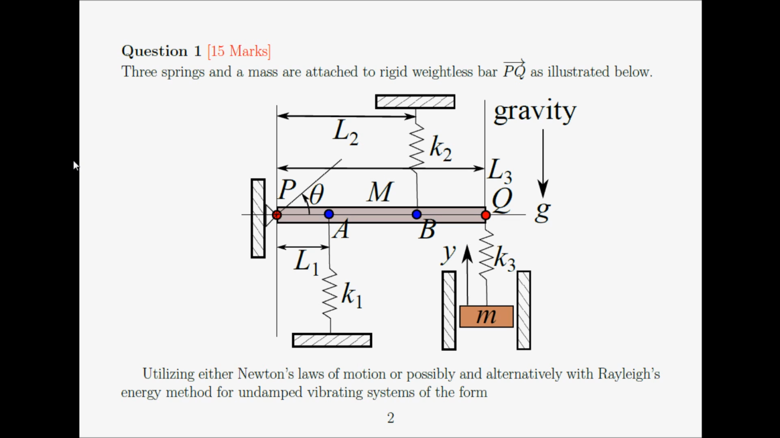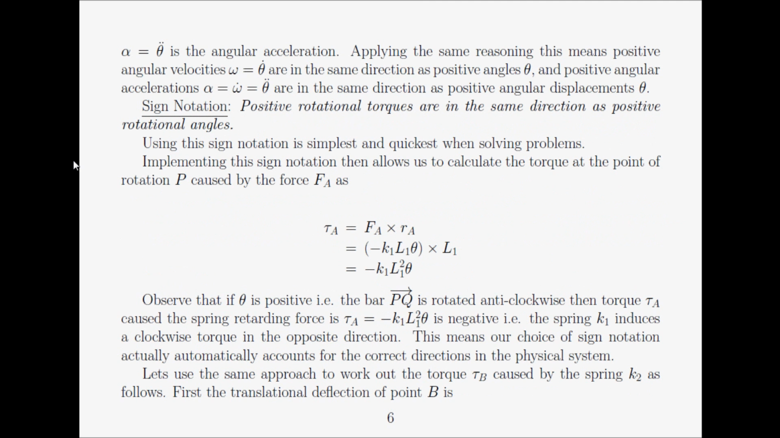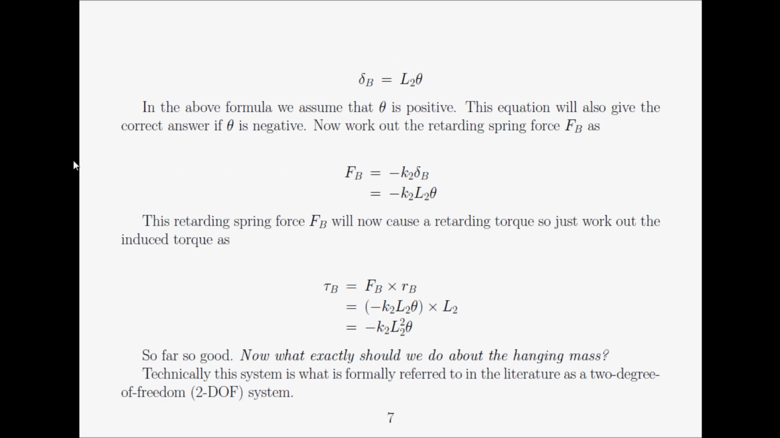So basically, when we draw a diagram, if x is positive towards the right, then positive horizontal forces are to the right-hand side. If y is positive in an upwards direction, then vertical forces are positive in an upwards direction. And if theta is positive in an anti-clockwise direction, then moments or torques are positive in an anti-clockwise direction. That is the sign notation we'll use in this course, and that will make things very simple.